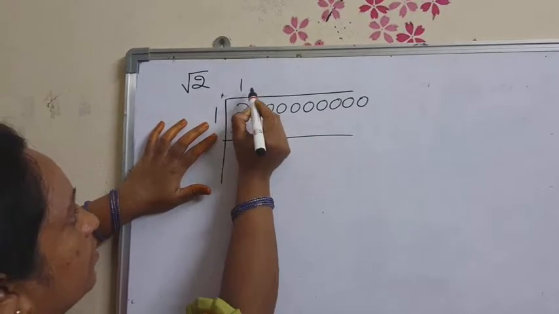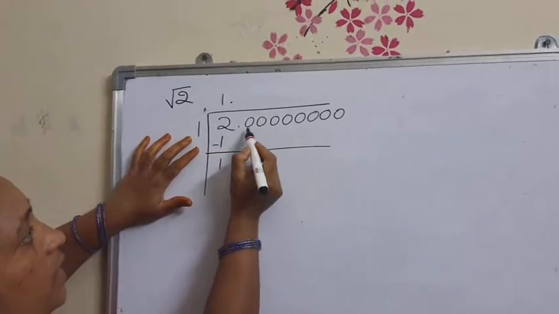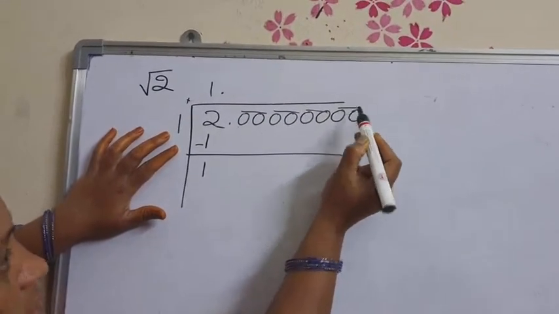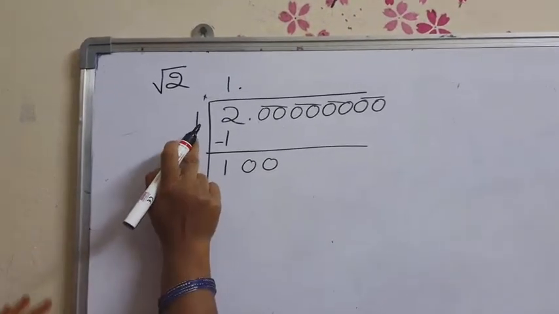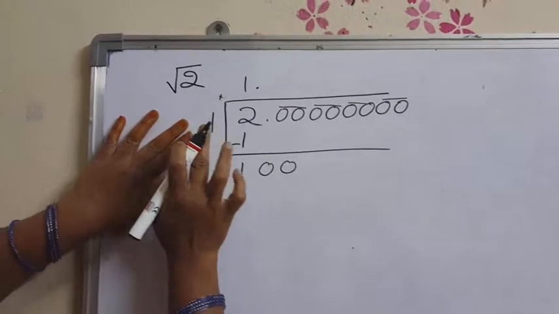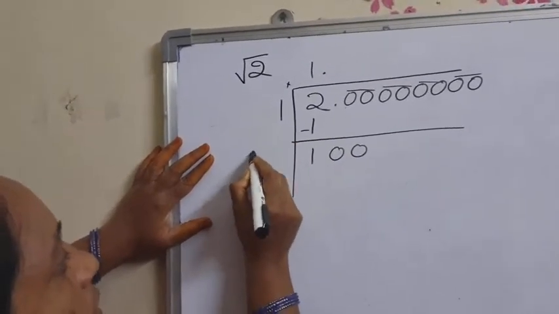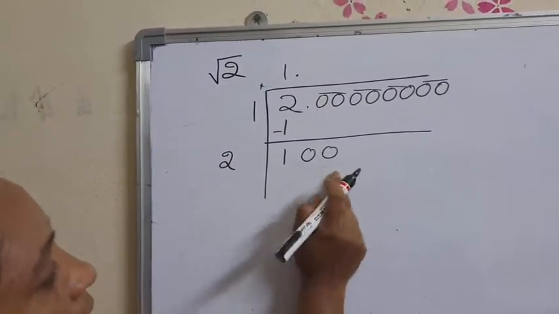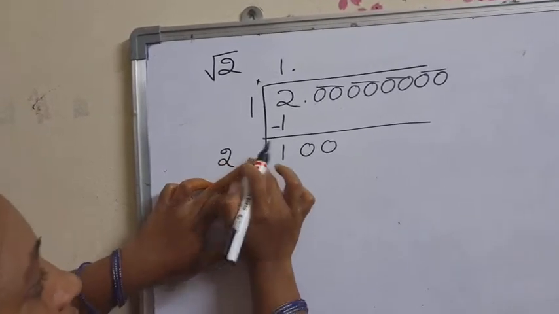Now after the decimal, since you have a decimal here, keep one decimal in the quotient also. Now each time bring 2 zeros down. This is a square root, so take 2 zeros down. Now in this divisor you have to double the divisor: 1 plus 1, 2. And how many times does it go? Now for 100, you have to introduce one more integer here.